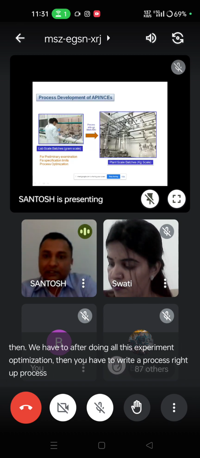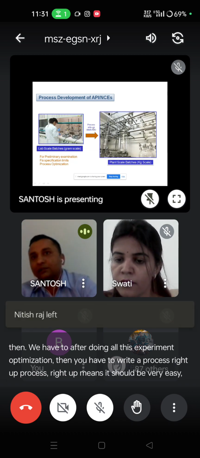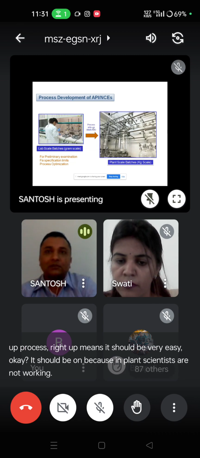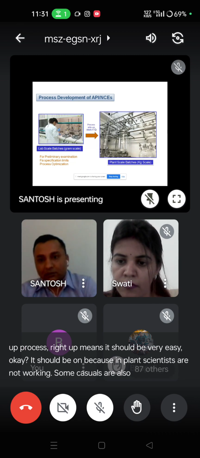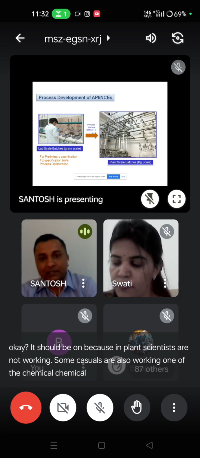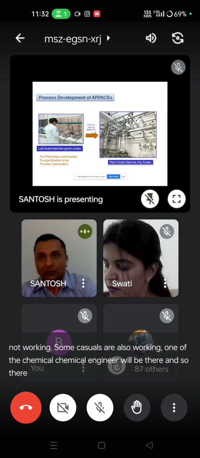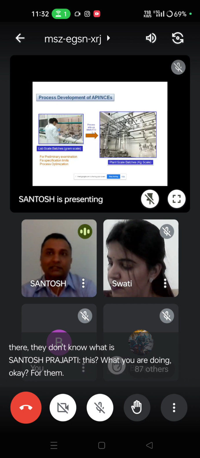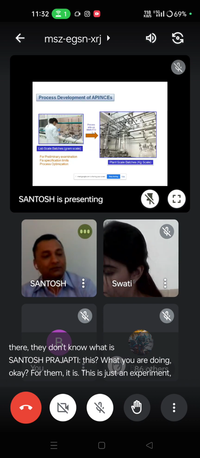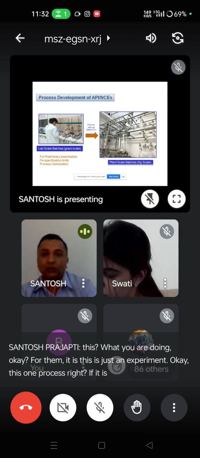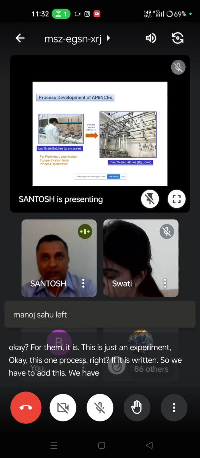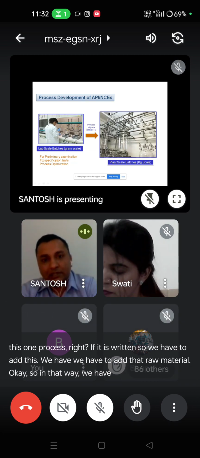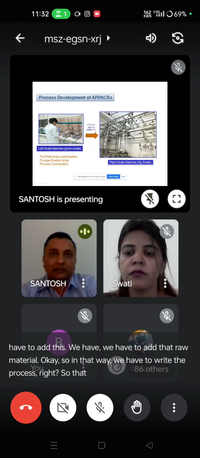Process write-up means it should be very easy, because in the plant scientists are not working. Some casuals are also working. One of the chemical engineers will be there, and they don't know what you are doing. For them this is just an experiment. So in the process write-up we have to add this, we have to add that raw material. In that way you have to write the process write-up so that everybody can understand.